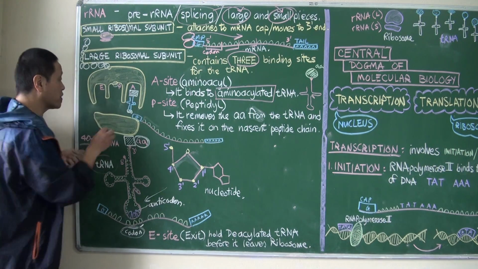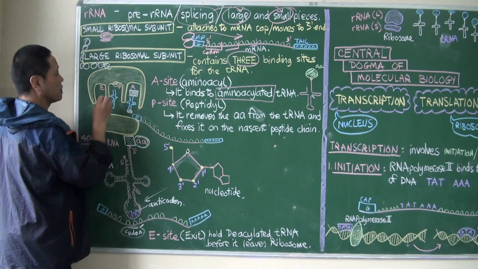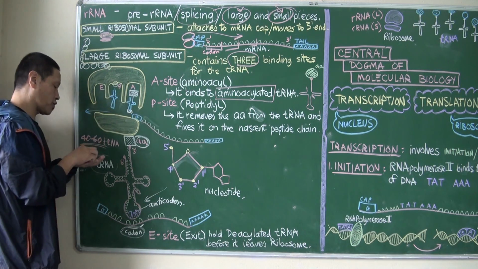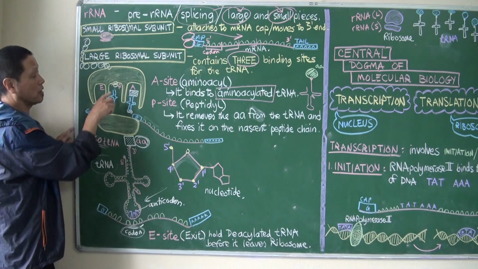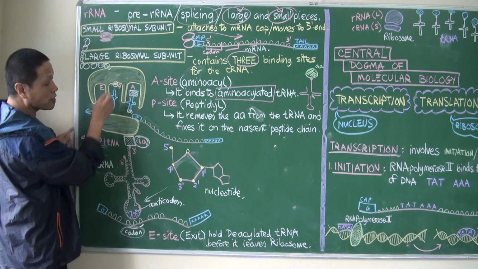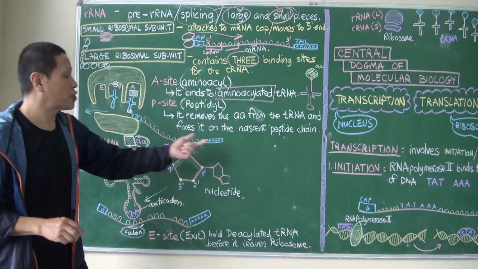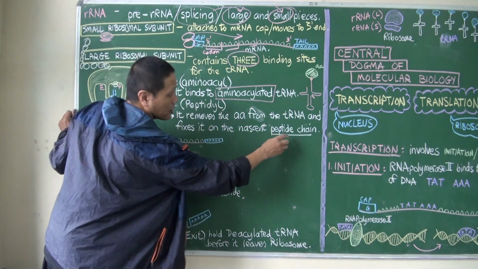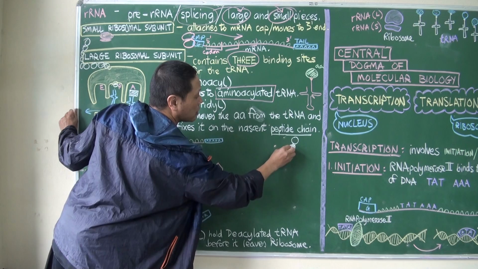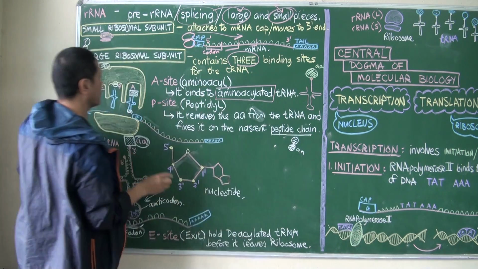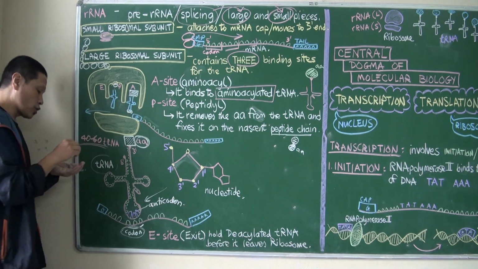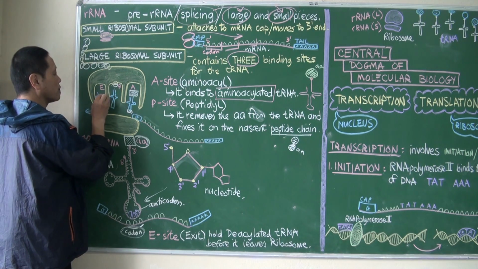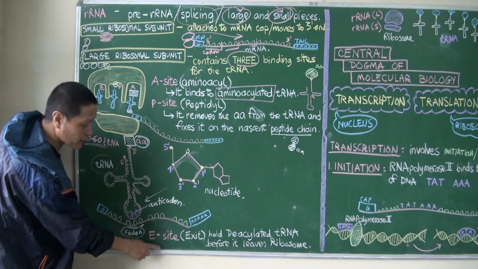So as this tRNA comes in here, and the mRNA moves to this side, it gives out its amino acid that it was carrying, and that amino acid joins to the peptide chain. The polypeptide chain that has been formed is being added with another amino acid. Okay? So now this tRNA is without its amino acid. It goes here to the E binding site. E binding site is called the exit.